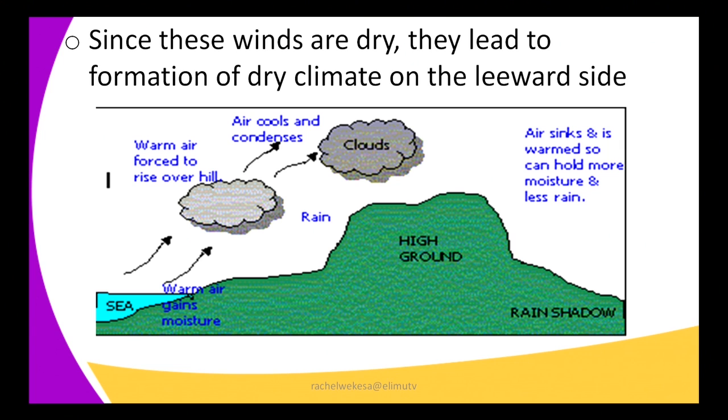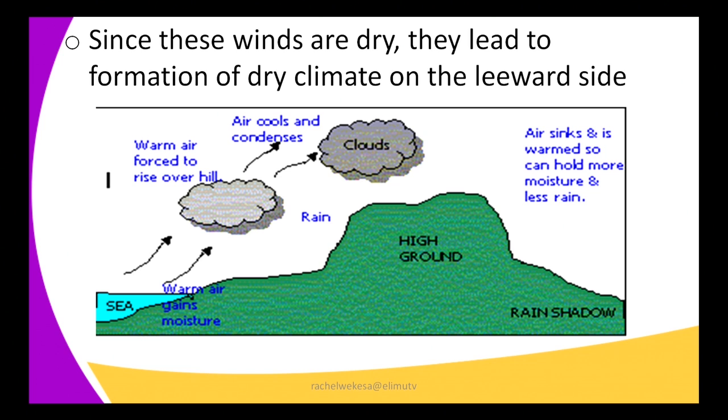So on the diagram, you have a high ground. This is our mountain. We have a sea. So the sea has water. It contains water. And for rainfall to occur, we'll see that there will be high temperatures which will heat the water in the sea. When the water is heated, it will rise up in the form of moisture.